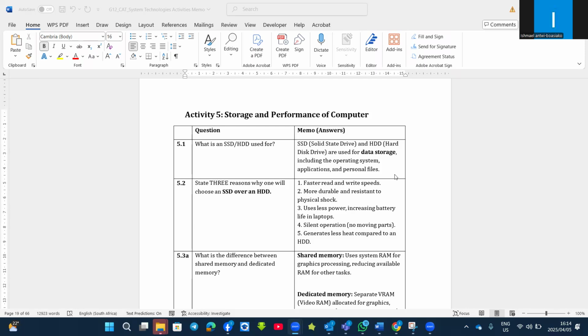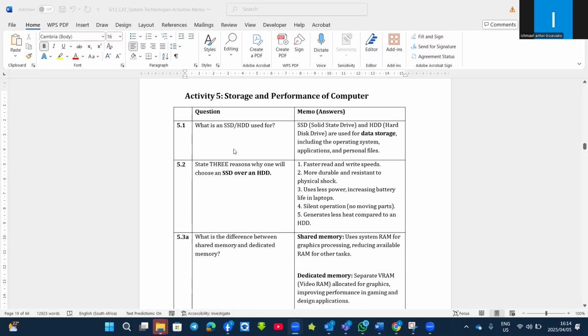In this lesson, we are going to take a look at some of the questions and answers that we normally face in theory regarding the storage and performance of a computer. Now, let's start with 5.1. Question like, what is an SSD or HDD used for? In other words, what's the use of SSD or HDD?